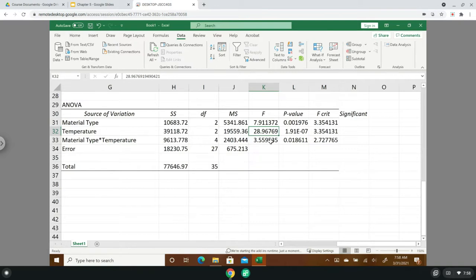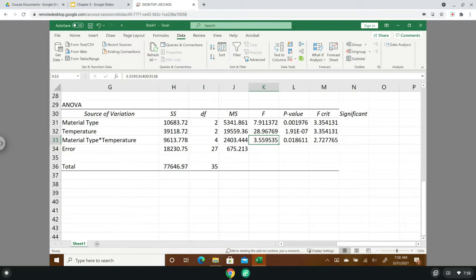And the interaction effect between the material type and temperature is also significant. It may not be as significant as the main effects of the factors are, but it is still higher than the F critical value. So that is significant.